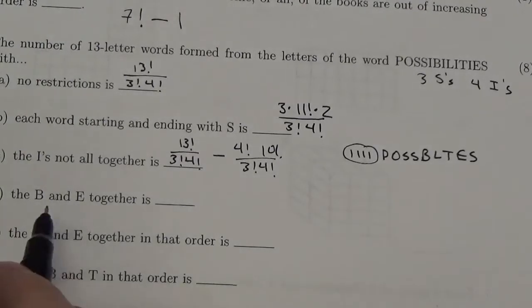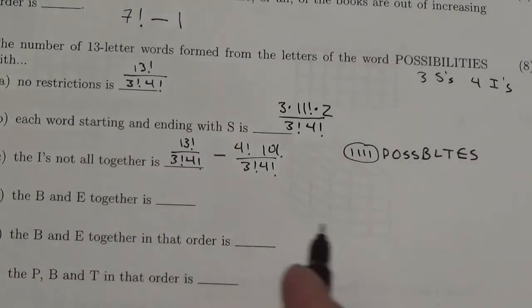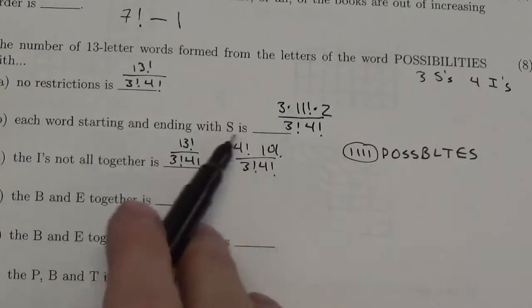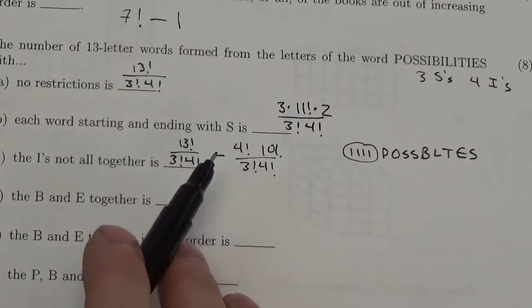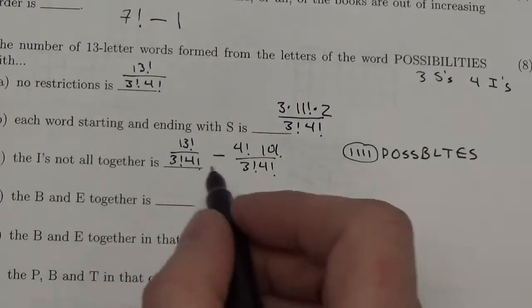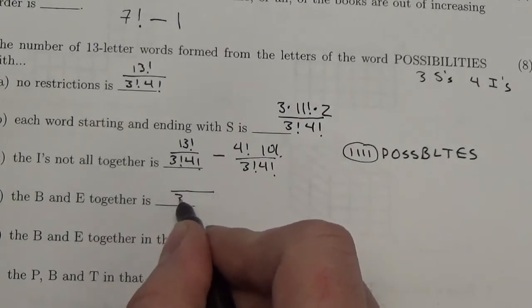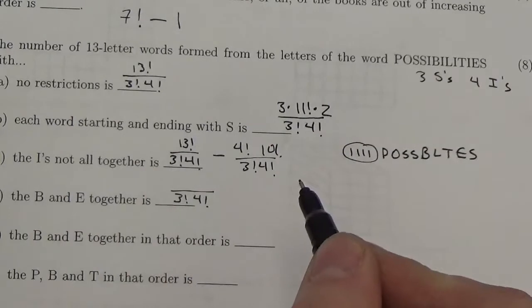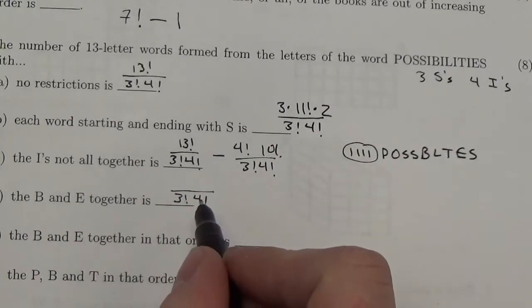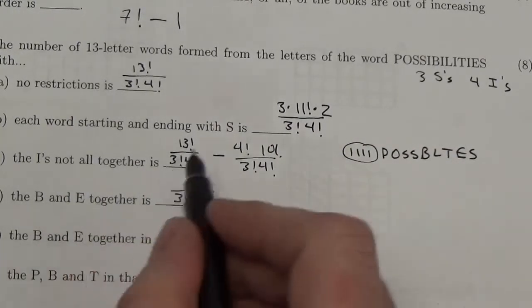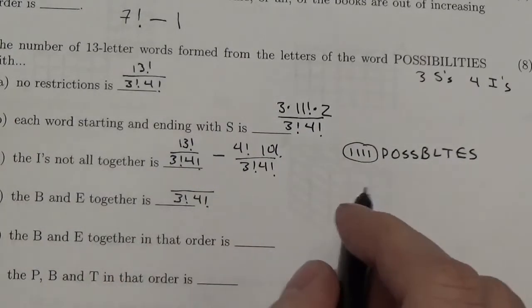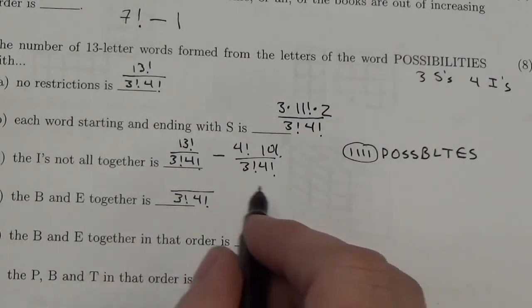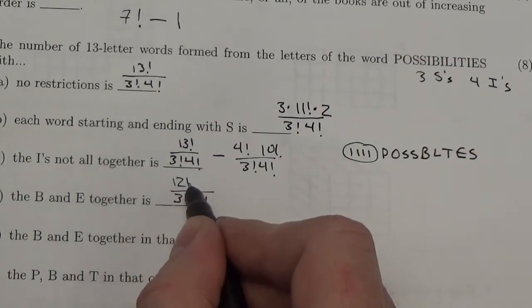Now let's take a look at the next one. It says the B and the E together. If we treat the B and the E together, we're doing something similar to what happened up here. It's just that instead of having 4 letters together, we're only going to have 2 letters together. So we still have the repetition of 3 factorial and 4 factorial. But in this case, the B and the E together form one group, and so that would be 1. If you include that with all the others, that's going to leave you with 12 different objects.